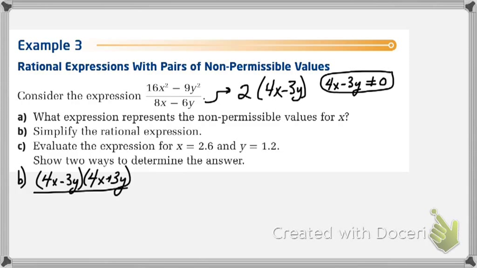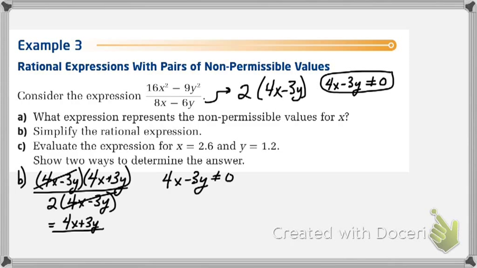Simplify the rational expression. Well, the numerator, 16x squared minus 9y squared, is a difference of squares. So we'll express that as 4x minus 3y times 4x plus 3y. The denominator, 8x minus 6y, can simply be what we've already factored, 2 times 4x minus 3y. Now again, we have to say 4x minus 3y cannot equal 0. And I'm going to cancel my terms that are equal on the top and the bottom. My final answer will be 4x plus 3y over 2.